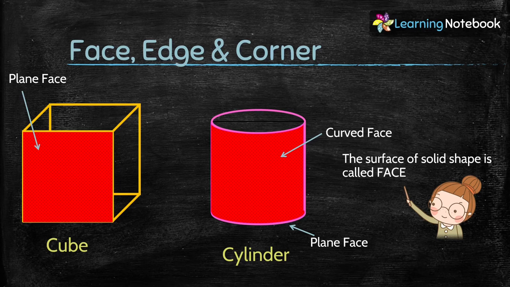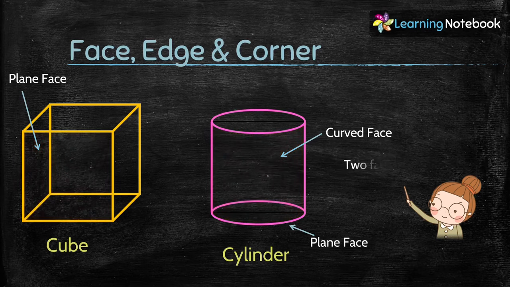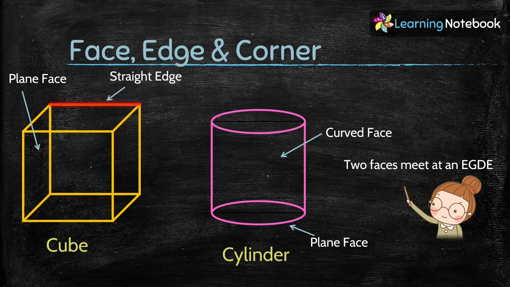Next, let's see what is an edge. Two faces meet at an edge. Edges are also of two types, straight edge and curved edge. In case of a cube, we only have straight edge as highlighted here. While in case of cylinder, we only have curved edge as shown here.